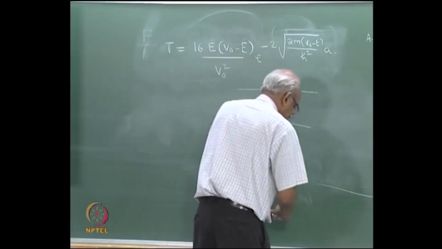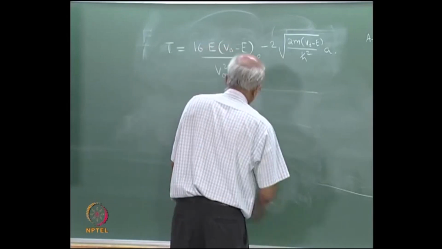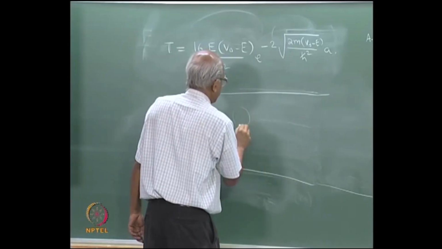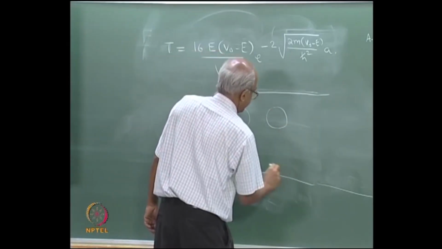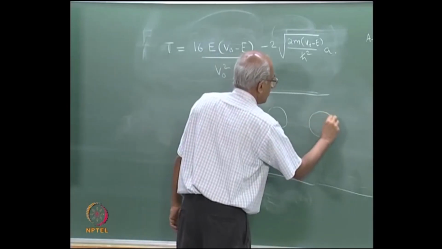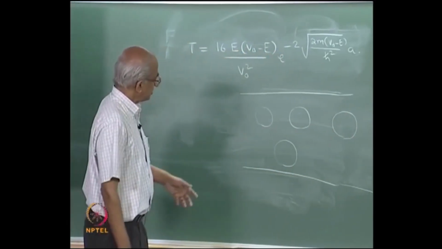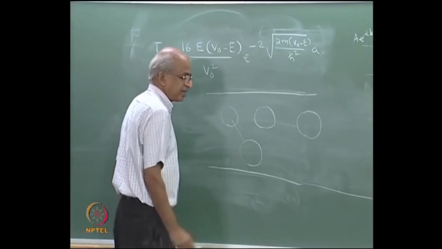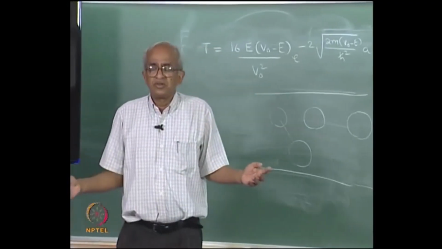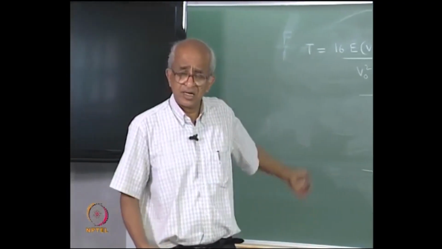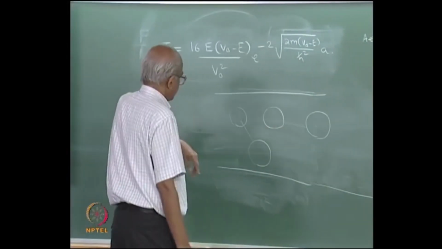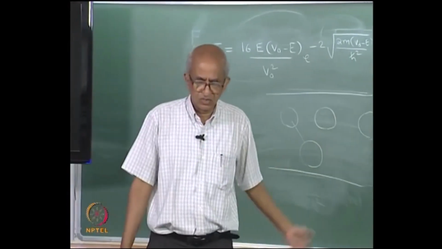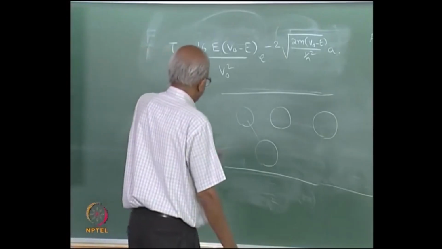Maybe I should draw a bigger figure. This is a film and you have metallic nanoparticles embedded in the film, and it is possible for electrons to tunnel from this metallic nanoparticle to that metallic nanoparticle. Of course, the distances should not be very large. Because electrons are lighter than protons, they can tunnel over larger distances, but maybe something like 16 angstroms or 20 angstroms or maybe less, which is the distance that they can tunnel.